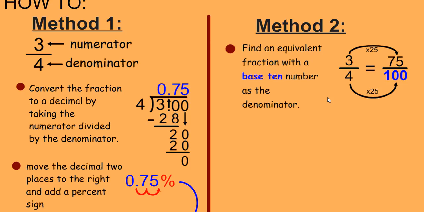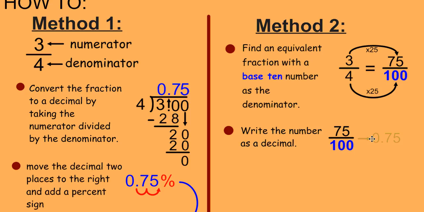The numbers 10, 100, 1,000, 10,000, 100,000, a million, those are all base 10 numbers. And anytime a number goes into a base 10 number evenly, it may be easier to write it as a fraction over a base 10 number. Then we can write the decimal value for this just like you would say it in word form, 75 hundredths. And when I write that as a decimal, it looks just like this, 0.75, where the 5 is in the hundredths place, the last digit of the decimal.